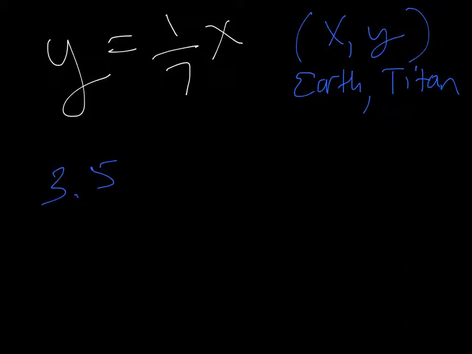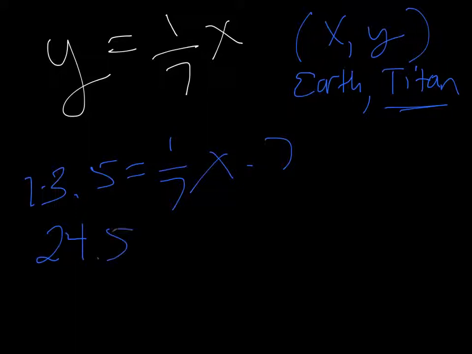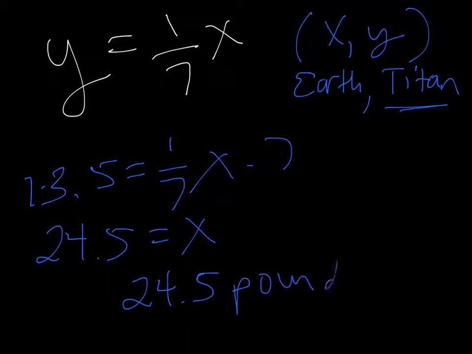So if it weighs 3.5 on Titan, I'm going to plug that in for y. And I want to know how much it would weigh on Earth. So x is my weight on Earth. So now I just solve this, right? So times 7, times 7. 3.5 times 7 is 24.5 equals x. So my answer is a chunk of ice that weighs 3.5 pounds on Titan would weigh 24.5 pounds on Earth.